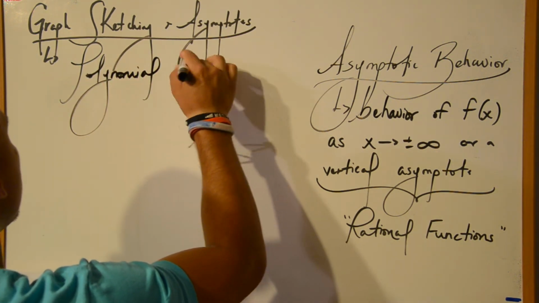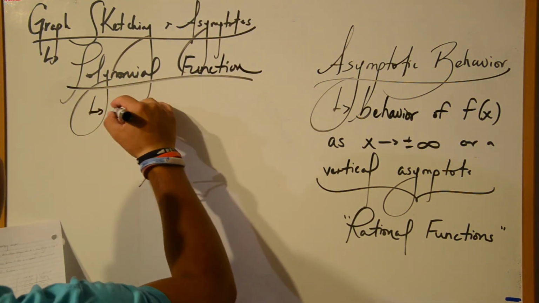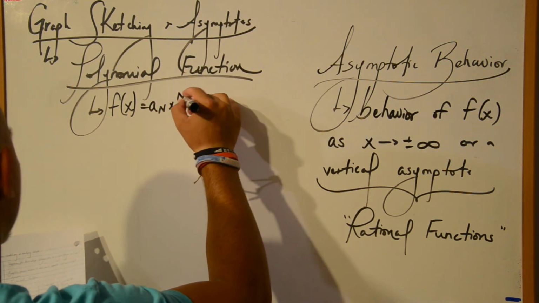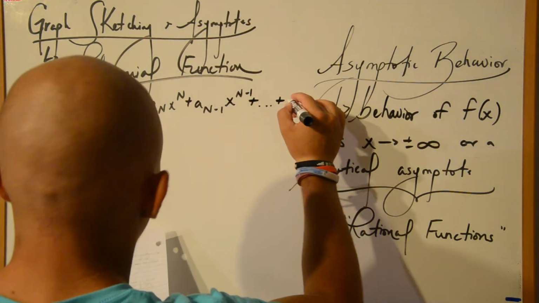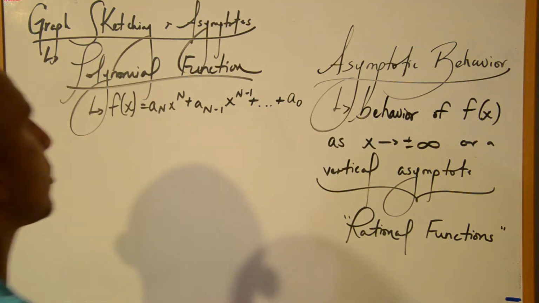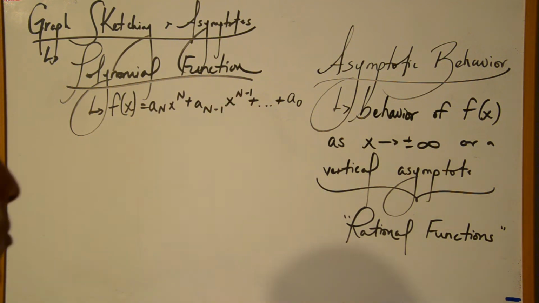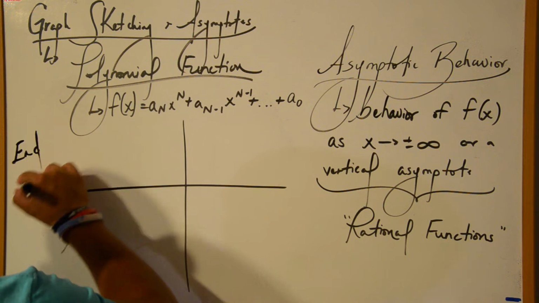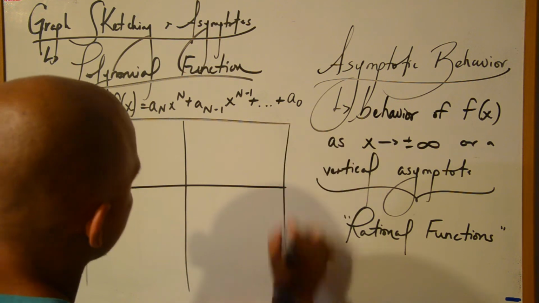assuming we have some ambiguous polynomial function that we're going to define as f of x equals a sub n x to the n plus a sub n minus 1 x to the n minus 1 and so on, plus some constant. Okay, so there's some degree n, and then obviously one less than the degree and two less than the degree and so on and so forth. We have four types of end behavior.